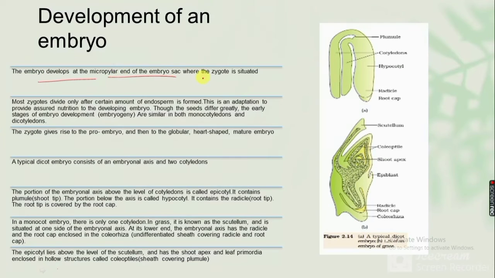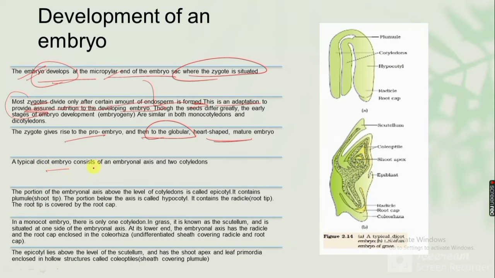Development of an embryo. The embryo develops at the micropylar end of the embryo sac where the zygote is situated. Most zygotes divide only after a certain amount of endosperm is formed. This is an important adaptation to provide assured nutrition to the developing embryo. The zygote gives rise to the proembryo, then the globular, then the heart-shaped and mature embryo.